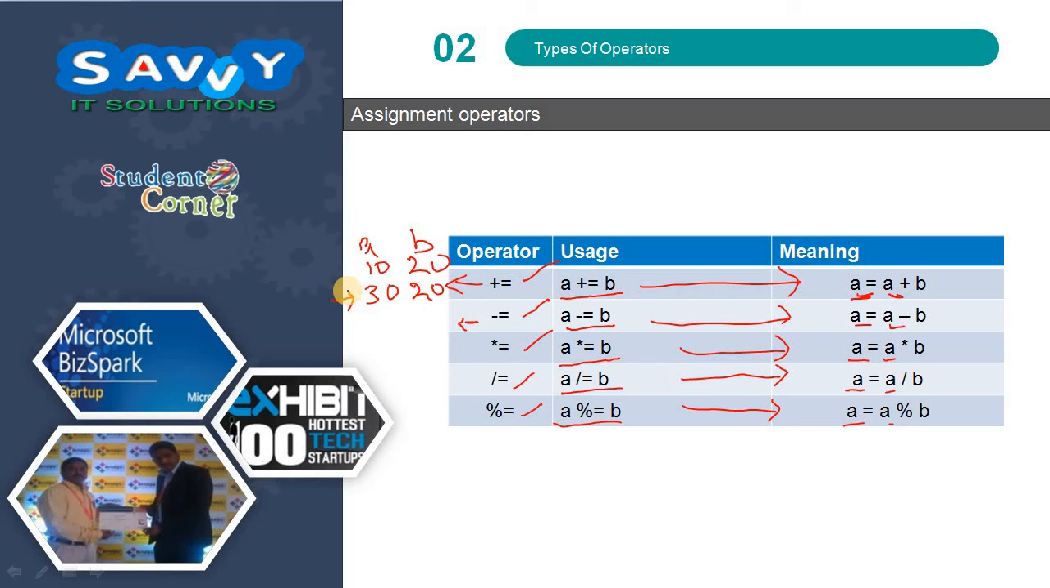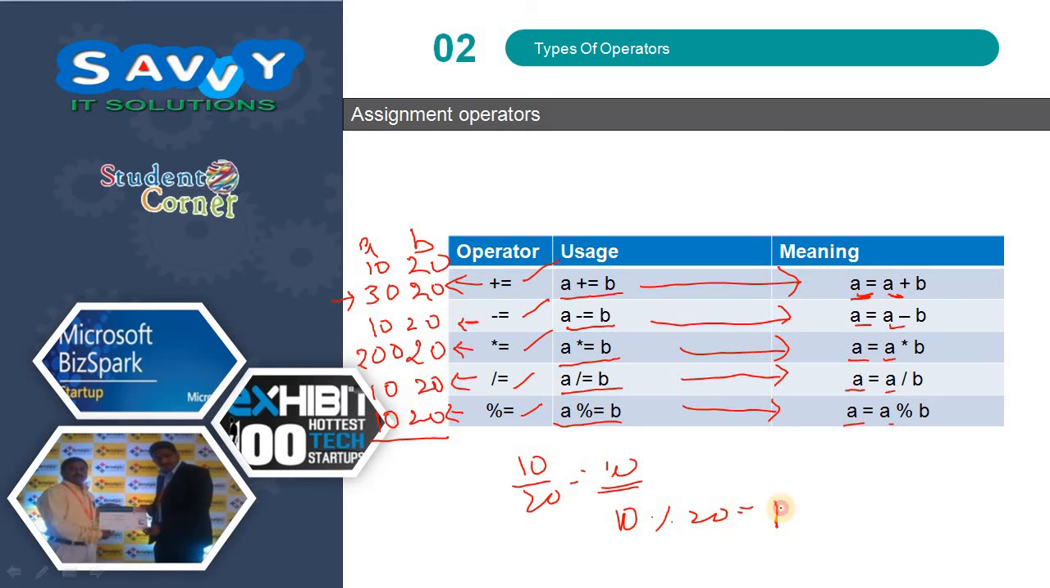So it performs minus automatically and assigns to a, so 10 and 20 will be reached. When coming to multiplication, it is 200 and 20. When coming to division, again 10 and 20. When coming to remainder, it is 10 and 20. Division of 10 by 20 is 0, and absolutely 10 mod 20 is 10. So this is the output we are getting.